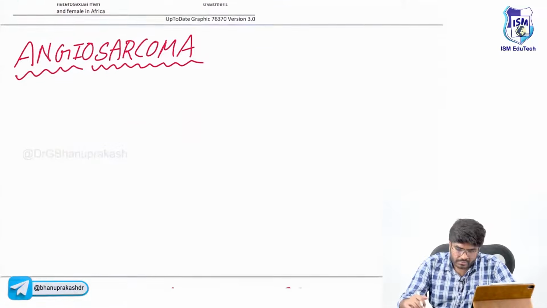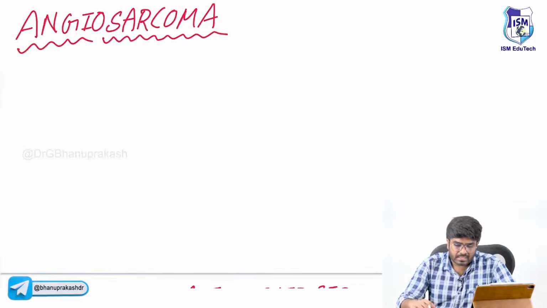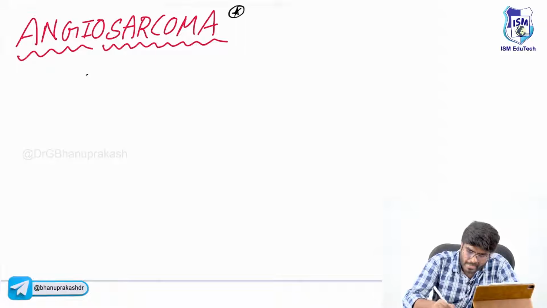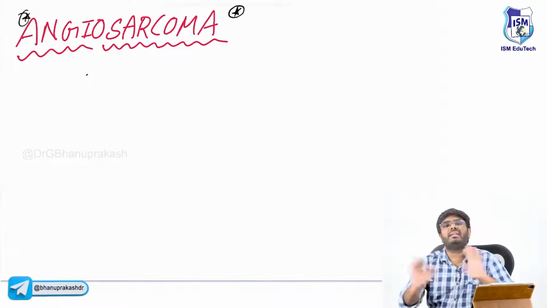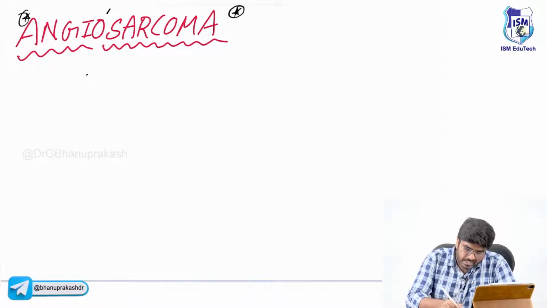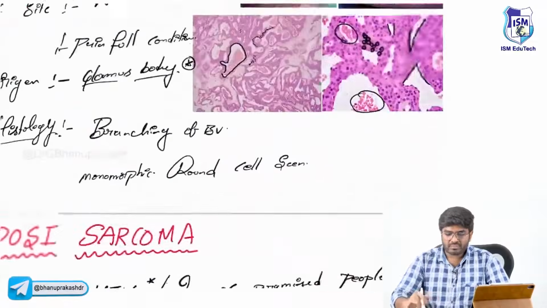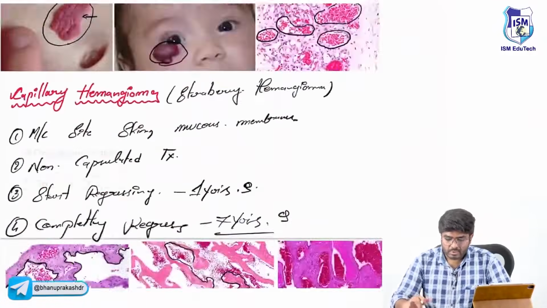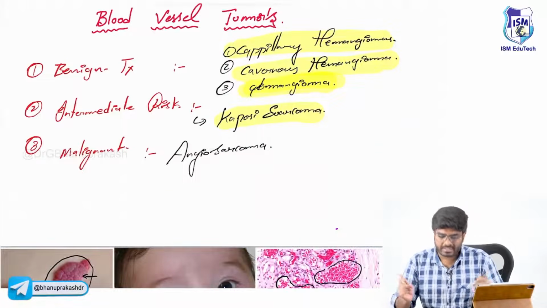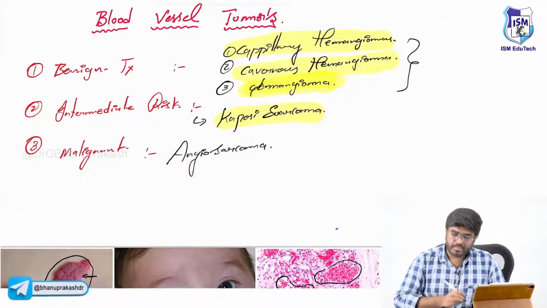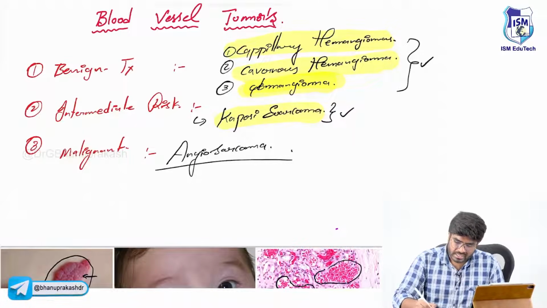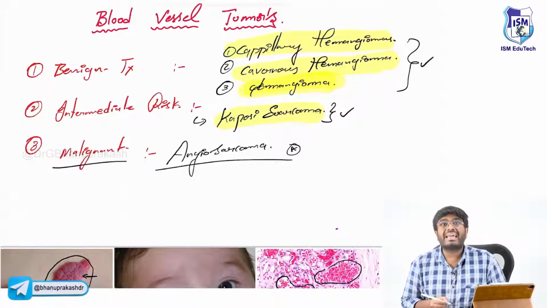Next, the last cancer which we are going to discuss is angiosarcoma. Angiosarcoma, what exactly is it? It's completely malignant, absolutely malignant. It's a cancer. Angio means blood vessel, sarcoma means cancer. That's just for your understanding. We have completed benign tumors. Also, we have completed Kaposi sarcoma. Now we are going to start angiosarcoma, a malignant cancer.